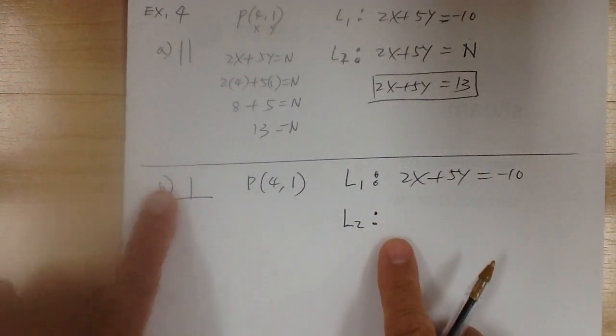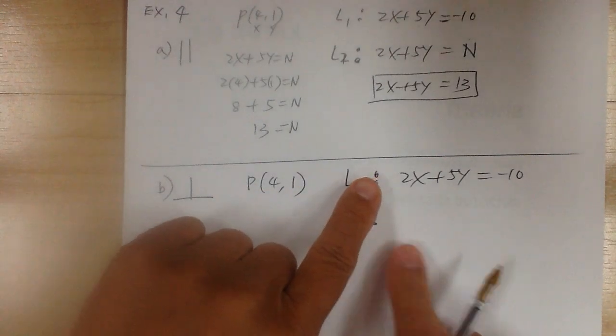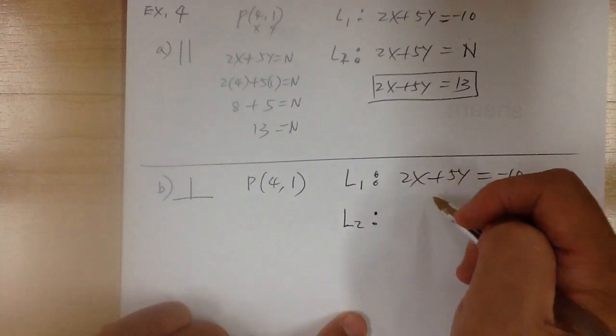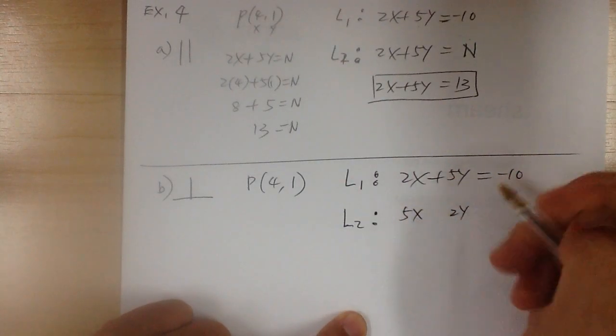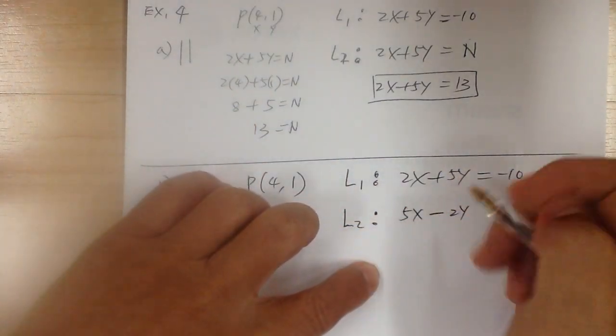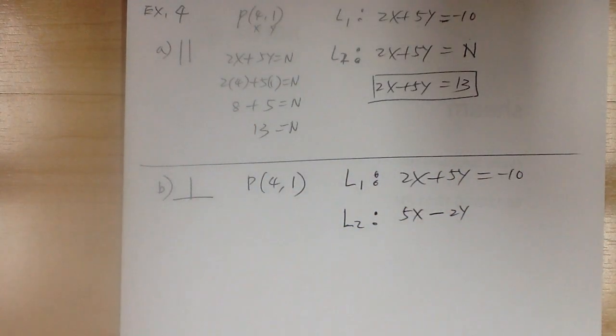Now remember, if they are perpendicular, the slope is going to be the negative reciprocal. That means you switch the two numbers, so it becomes 5x and 2y. So first you switch these two numbers and make the sign opposite. Again, that's what the perpendicular line is. And remember what we covered earlier, right?